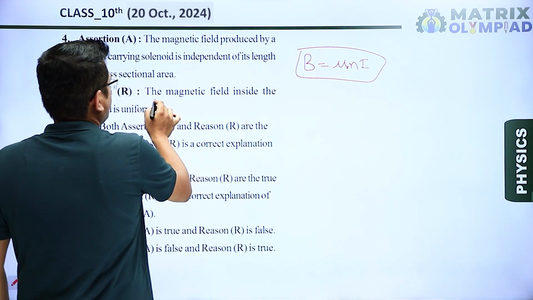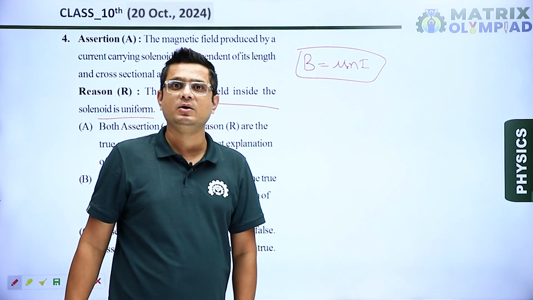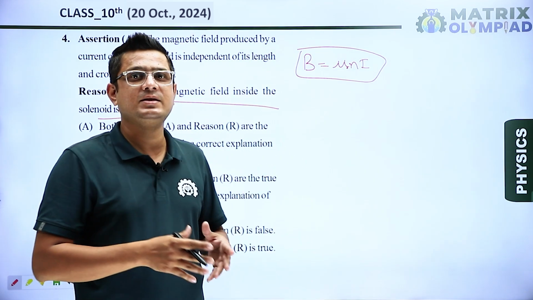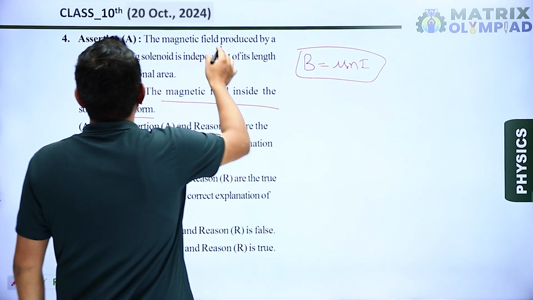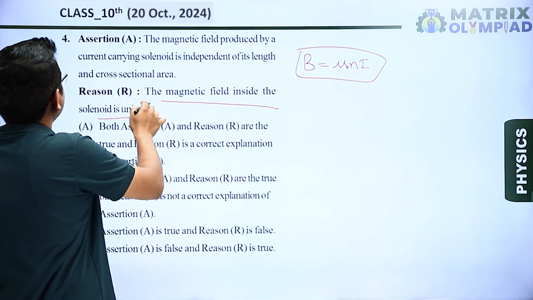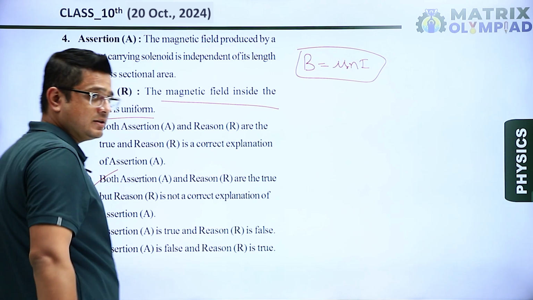Reason: the magnetic field inside solenoid is uniform. Yes, this is also a true statement because the magnetic field inside solenoid is in the form of parallel lines. So we can say it is uniform. So both are true statements, but reason is not the correct explanation of assertion. So we'll say option B is our correct answer.